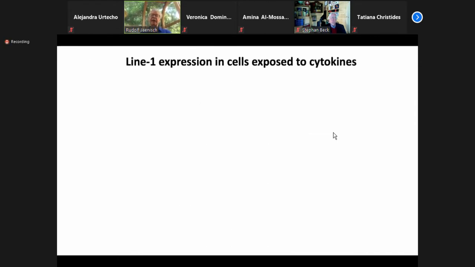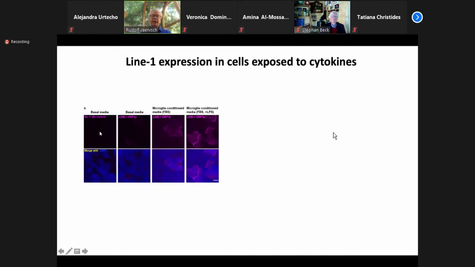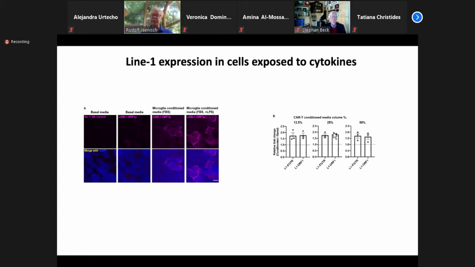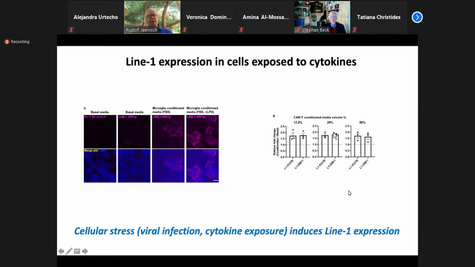We asked the question, can cells which are exposed to cytokines, like in patients, cytokine storm, can they activate LINE-1? And here we expose cells with a microglia conditioned medium, so we're just using cytokines. And you can see, by looking for ORF1 expression, we find LINE-1 ORF1 expressed after exposure of these cells to this conditioned medium, and this gives you the quantification in different experiments. So cellular stress, viral infection, and cytokine exposure can induce LINE-1 expression. Let's keep this in mind.